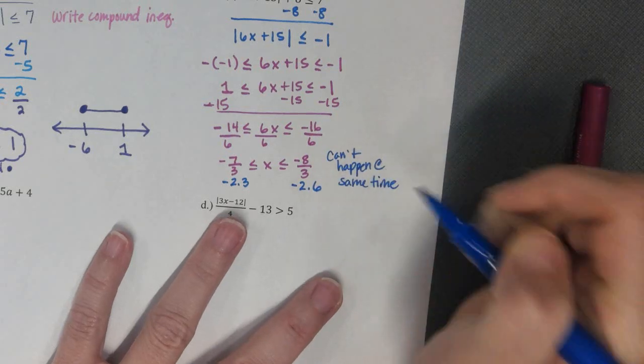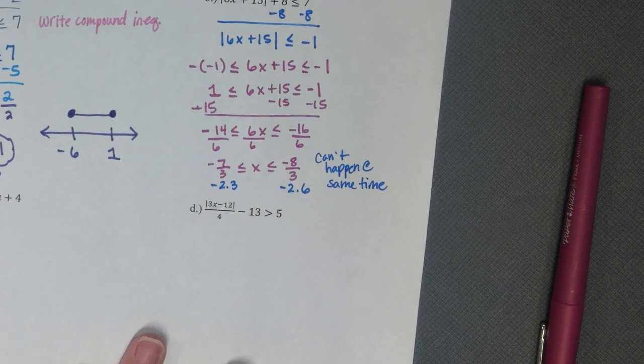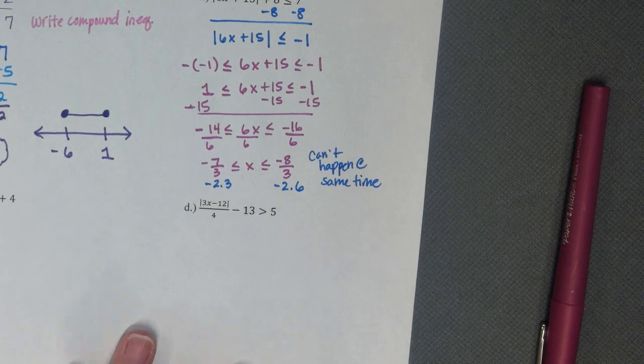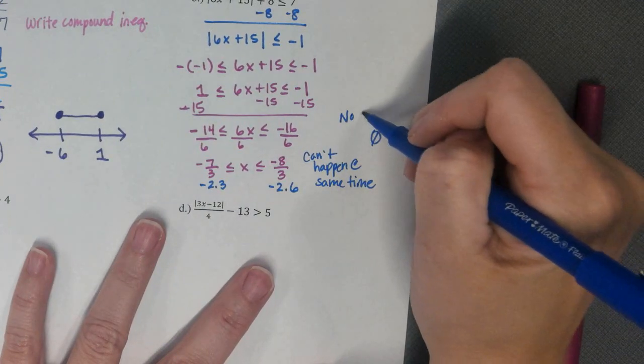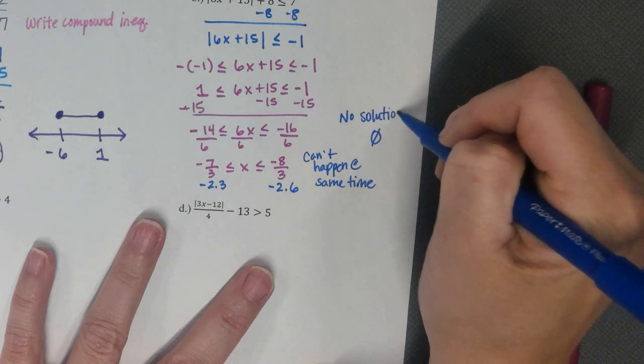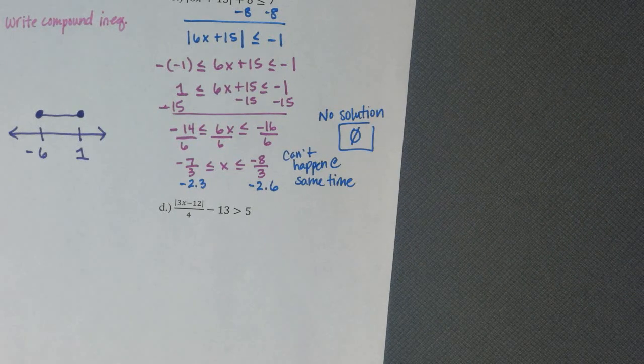That's the problem. And this is an "and" situation, okay? When it can't happen at the same time, your final answer is going to be no solution, the null set. You can just write this down. When you do get no solution, you don't have to graph.